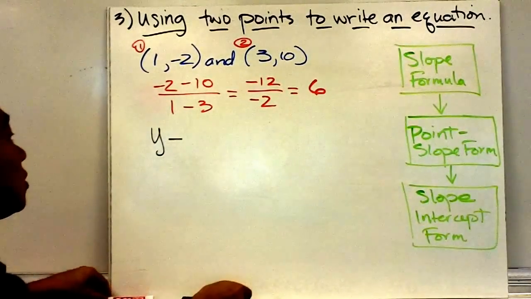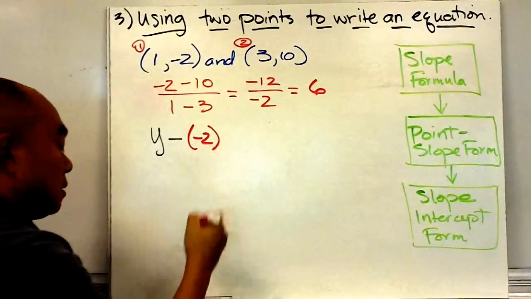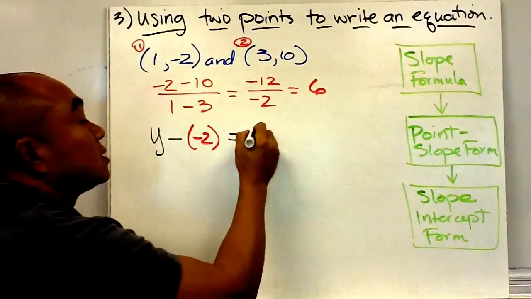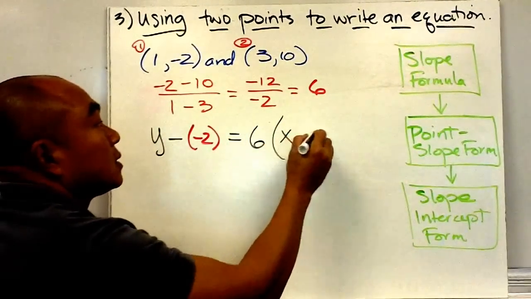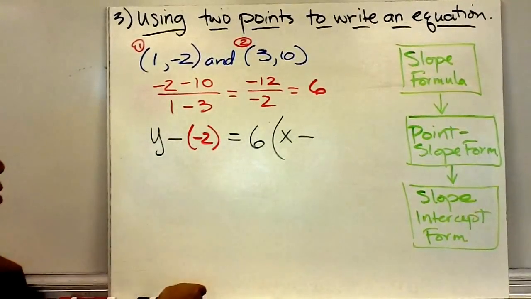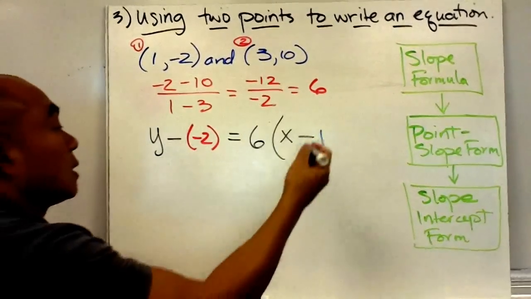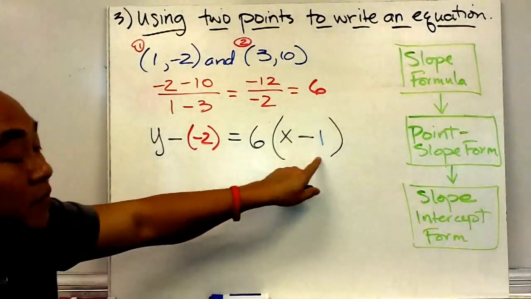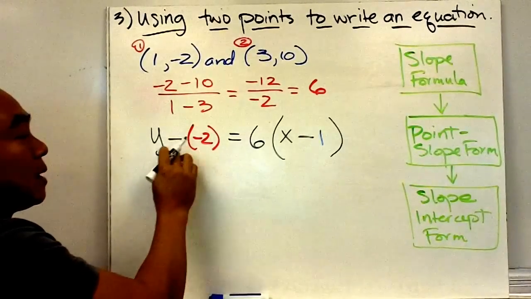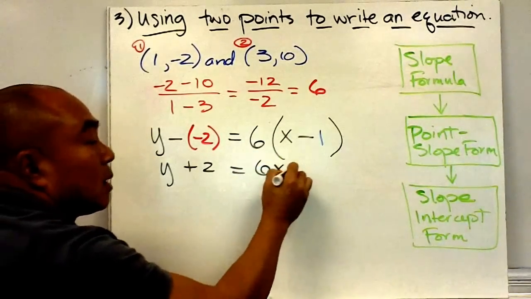So our y here is going to be negative 2, and then equals, and we know our slope is now 6, x minus, and since we took the negative 2 from this particular point, let's use the same one. So we're going to go ahead and minus 1. And now we have that point slope form right here. And we're going to solve that out just a little bit. So here we have y, and a minus minus gives us a plus 2, is equal to 6x minus 6.